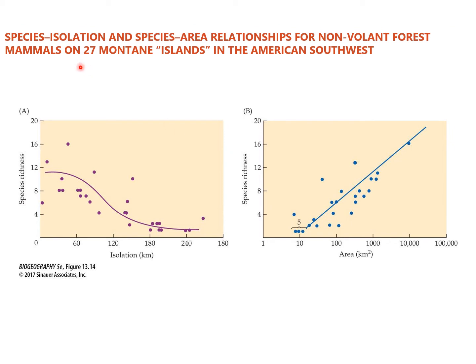Here we're seeing species isolation and species area relationships for non-volant forest mammals, which means mammals that cannot fly. That's what non-volant means. This is for 27 montane or mountain islands in the American Southwest. Same area here, and we're again seeing this relationship where as area increases, species richness increases. As isolation increases, species richness decreases. So this fits very well within the model of island biogeography.